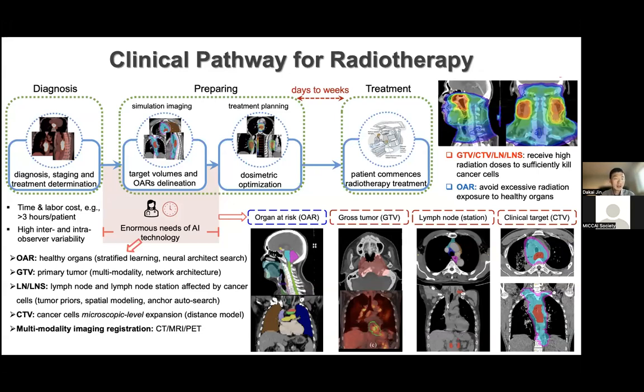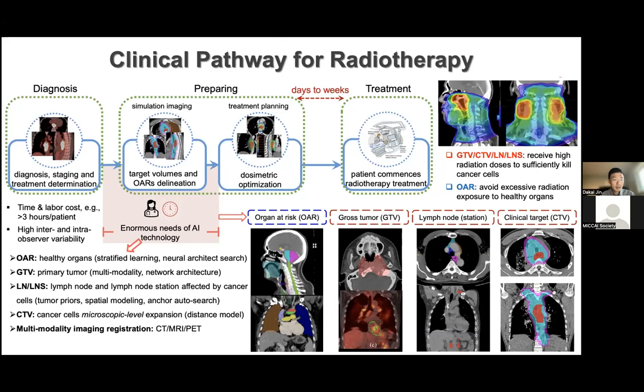Then, based on these contours, the physicist will conduct the dose optimization and planning. Depending on how long this preparing step takes, normally days to weeks, the patient will eventually come to receive the radiotherapy treatment. For the preparing step, the target volumes and organ risk segmentation part requires a huge amount of experts' time and energy.